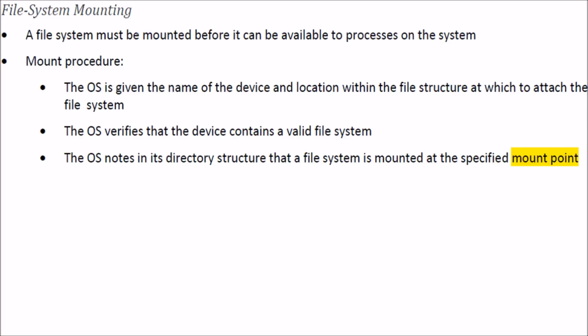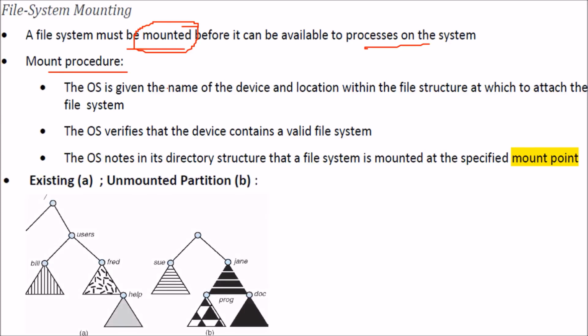File system mounting. A file system must be mounted before it can be available to the processes on the system. A file system just can't be used before it is mounted. So the mounting procedure is something like this. The operating system is given the name of the device and the location within the file structure at which to attach the file system. Where to attach? You have to tell the operating system which device and what location. Now, the operating system would verify that the device contains a valid file system or not. It will verify. So if the operating system notes in its directory structure that the file system is mounted at the specified mount point, I'll show you how.